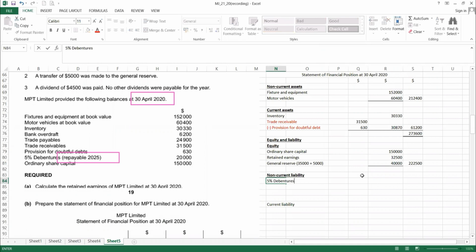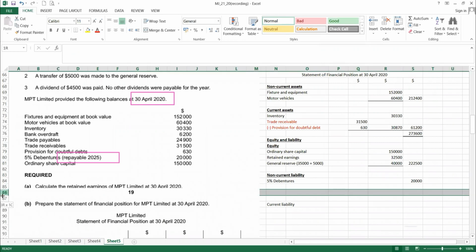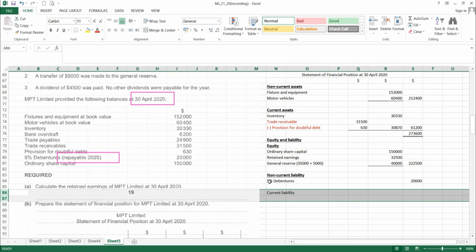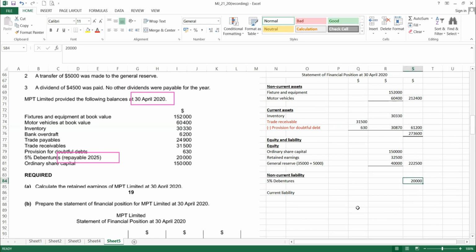Okay, I noticed sometimes the student will calculate the percentage and put it in here. This is just to indicate to you that the interest charge on debenture is 5%. But for your non-current liability, you must take the principal amount, 20,000. So don't forget it. This is a common mistake. Don't go and take the calculator to times 5%. Take note. This is not the principal amount.